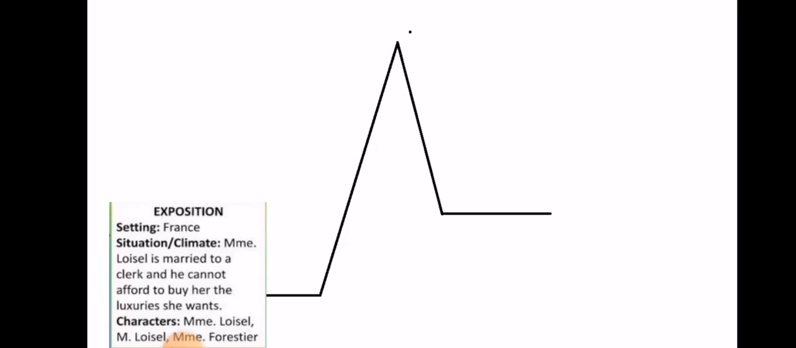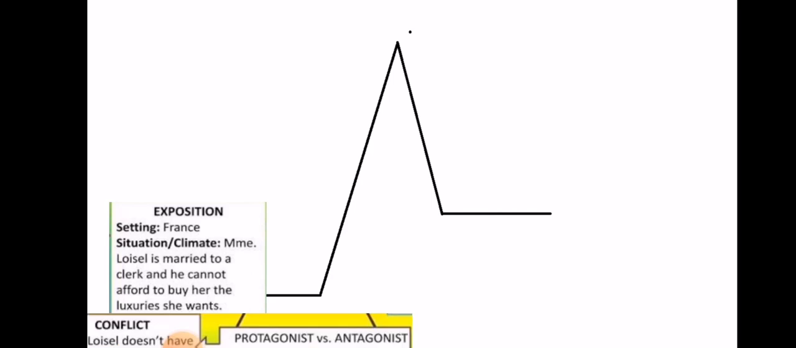And we're going to do a graph of a very famous story, The Necklace by Guy de Maupassant. Now, it is set in France, and the situation is that Madame Loisel is married to a clerk and he cannot afford to buy her luxuries. And the characters are Madame Loisel, Monsieur Loisel, and Madame Forestier.